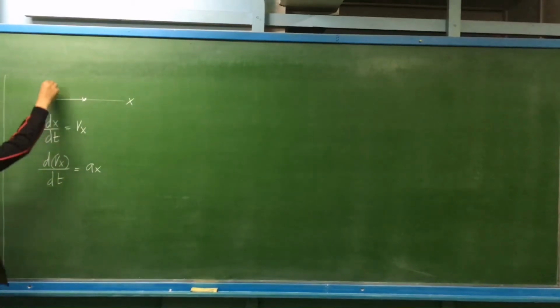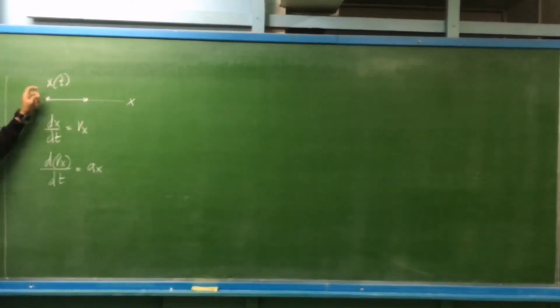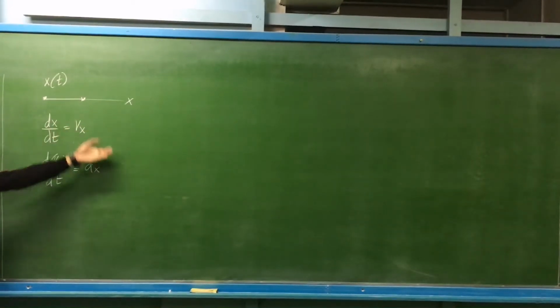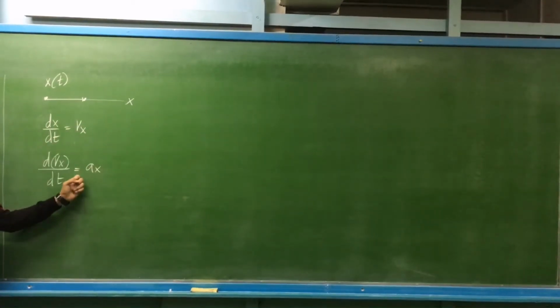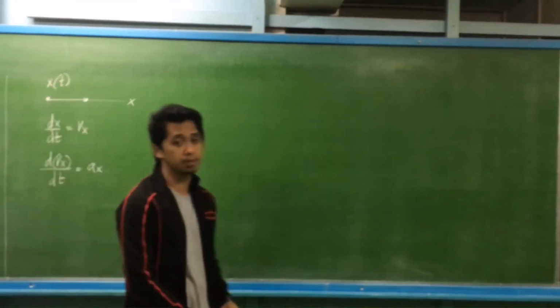So usually we have this x as a function of time. The first derivative of that function with respect to time will be the velocity along x. Then the second derivative will be the acceleration along x. So let's have an example.